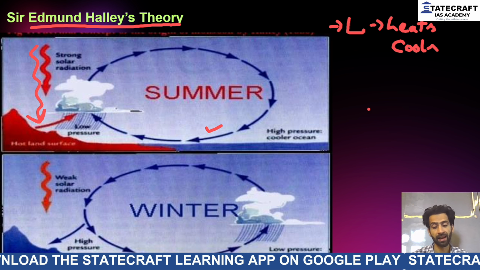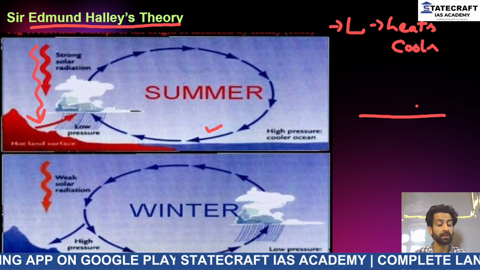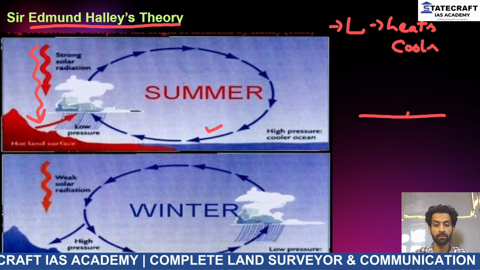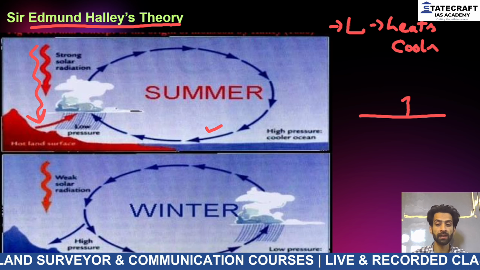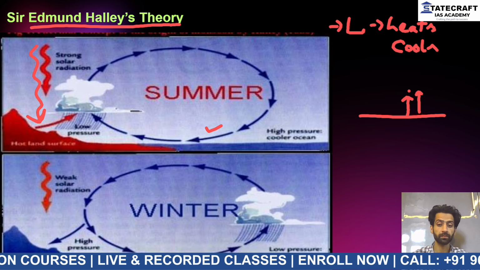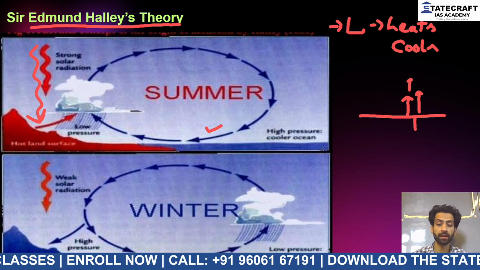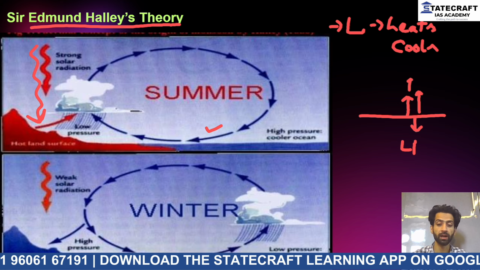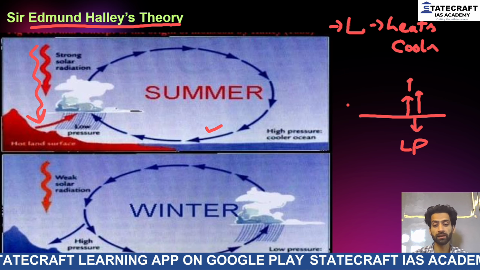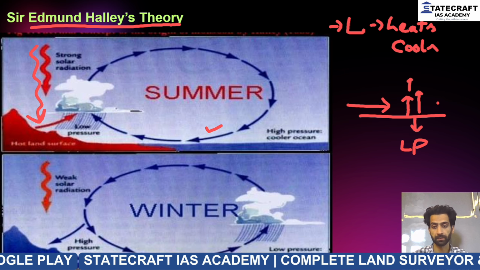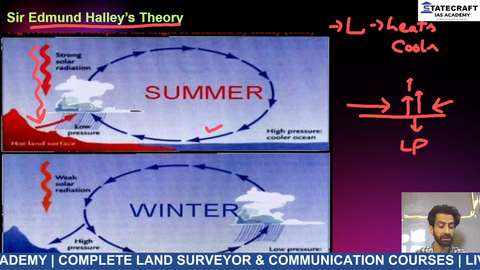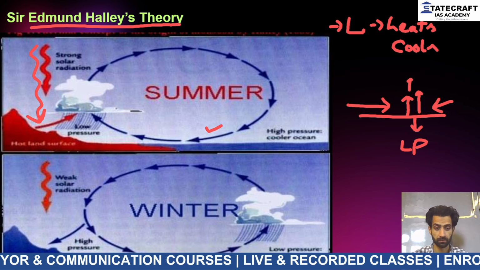Now, since the land is hot, we learned it in the very first lecture. Whenever the land heats up, the air starts to rise. When the air rises, we get a condition of low pressure system on the ground. And low pressure attracts winds from all directions. Am I right? Any confusion?